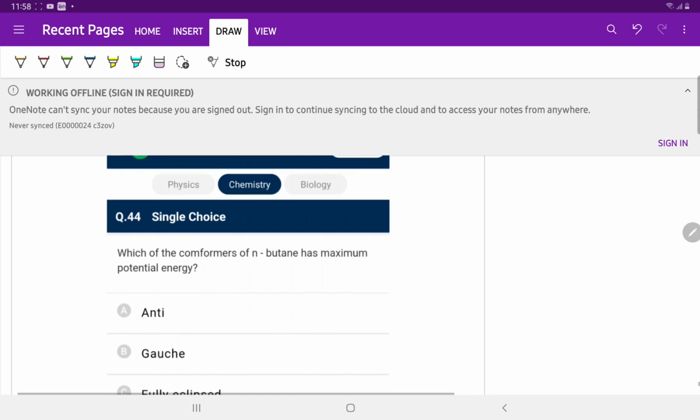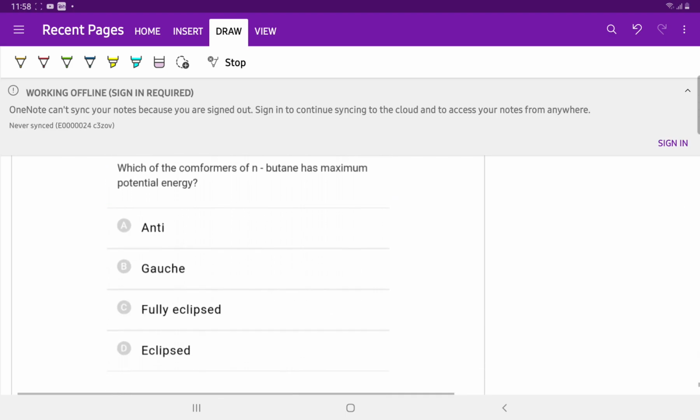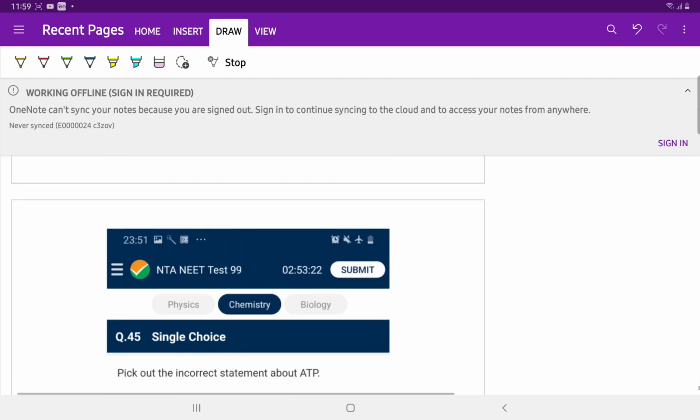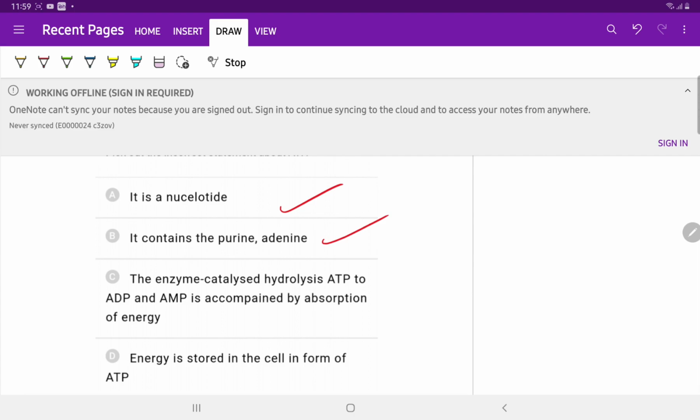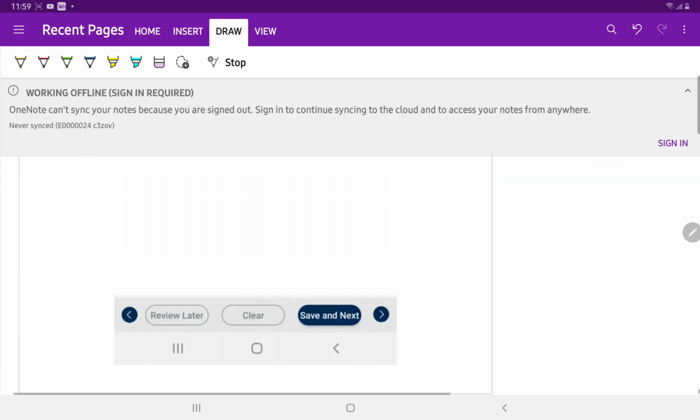Question number 44. Which conformer of normal butane has maximum potential energy? Fully eclipsed. Fully eclipsed conformation contains both torsional strain and van der Waals strain, which is maximum in the fully eclipsed form. Question number 45. Pick out the incorrect statement about ATP. It is a nucleotide. Correct. It contains the purine adenine. Correct. The enzyme-catalyzed conversion of ADP to ATP and AMP is accompanied by absorption of energy. No. The conversion of ATP to adenosine diphosphate to adenosine monophosphate releases energy. So C is incorrect.